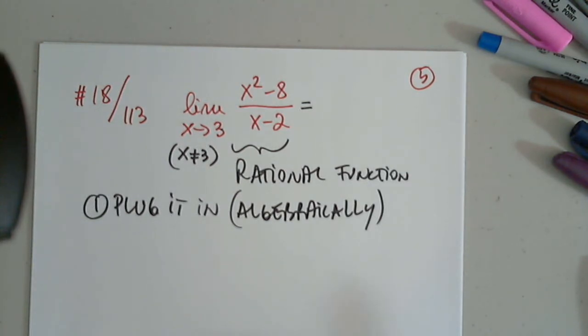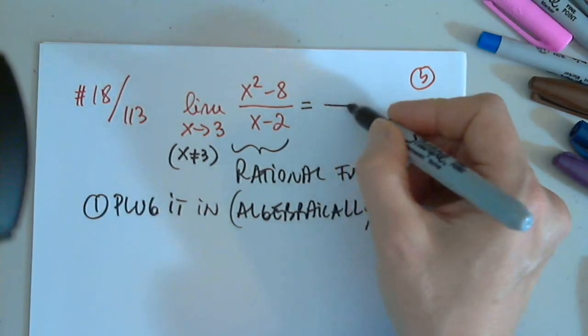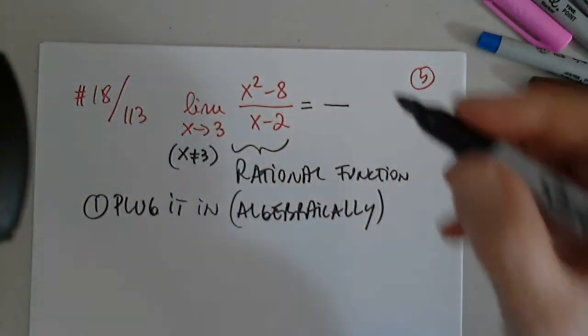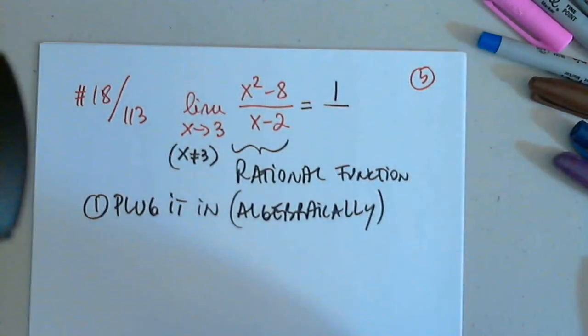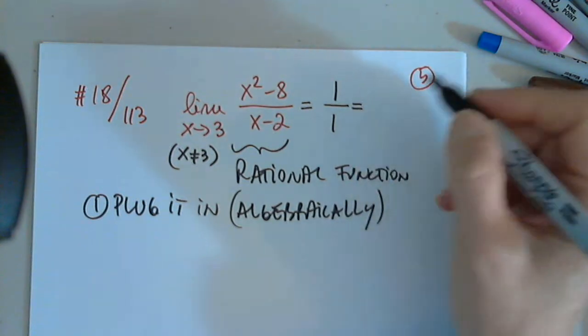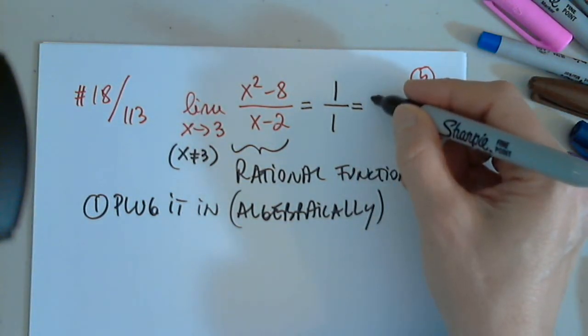What number is not in the domain? Yes, what number is not 2? Indeed. So I'm going to plug it in. The numerator goes to what? 1. Very good. The denominator goes to 1. Good. So then the limit is 1.